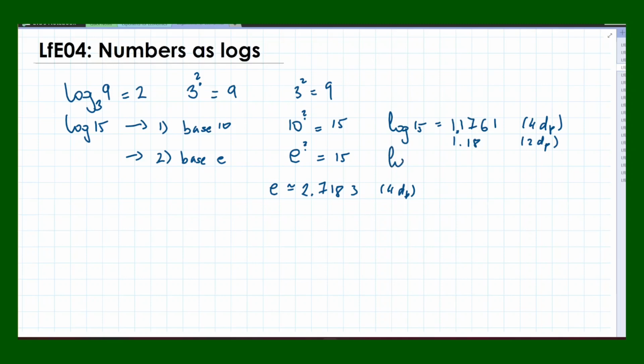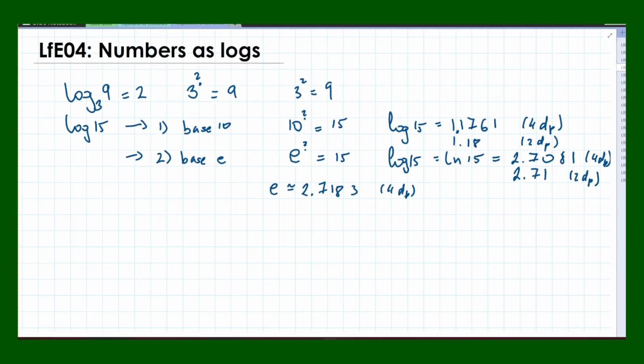So what is log 15 if it's base e? Again, use the calculator, not forgetting that in many scientific calculators the e-based logarithm is ln. So it would be ln 15, and that is equal to 2.7081, again for 4 decimal places. But if I was to round it to just 2 decimal places, this would be 2.71.